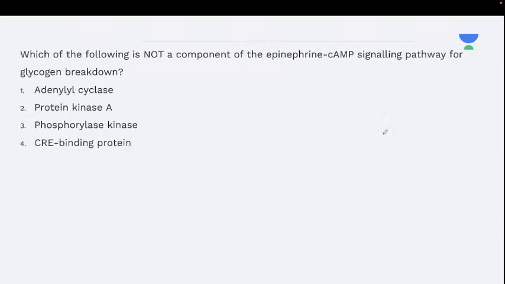Next question. Which of the following is not a component of the epinephrine cAMP signaling pathway for glycogen breakdown? Adenylyl cyclase, protein kinase A, phosphorylase kinase, CRE binding protein. Okay, so the option 4, CRE binding protein, this is a transcription factor.